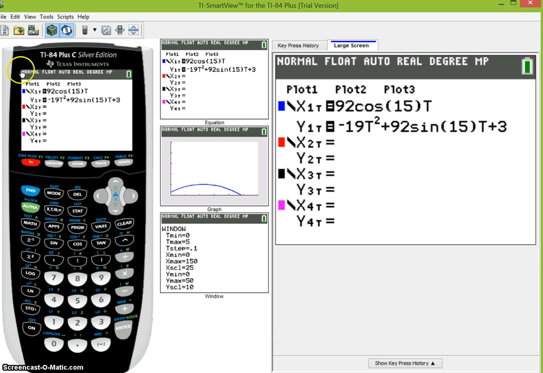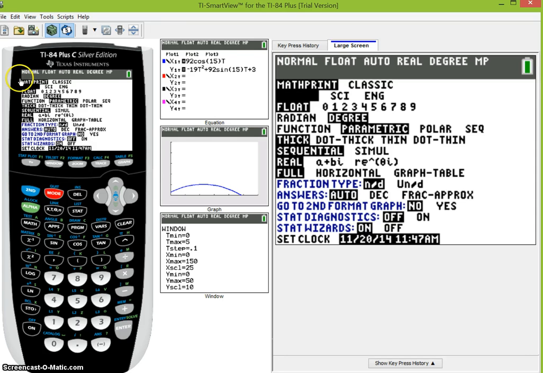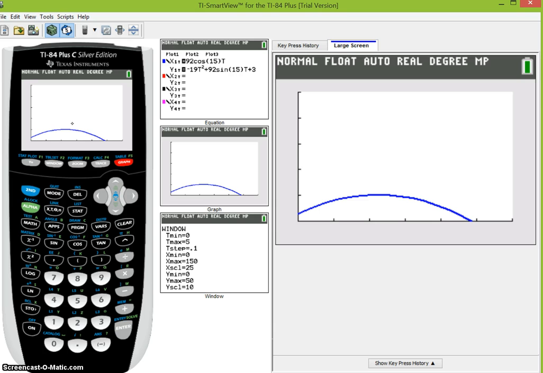I'm in parametric mode, and I put my x and my y into my calculator here. And we are going to have to adjust the window. You can see my window is here, so when I press window, you can see what I have, and they're the values that we talked about, going from 0 to 5 in steps of 0.1 and 0 to 150. You can see my graph sketching it out. Now we're entering in 15 degrees, so since we're entering degrees, when we go to our mode, we have to make sure we're in degree mode. Okay, so again, we're in parametric and degree mode, and I went ahead and graphed it.